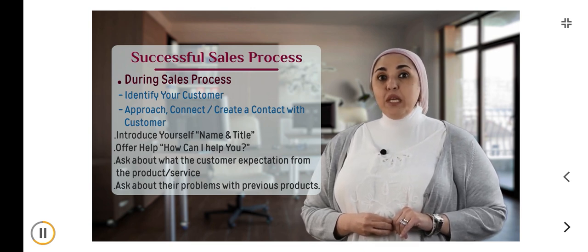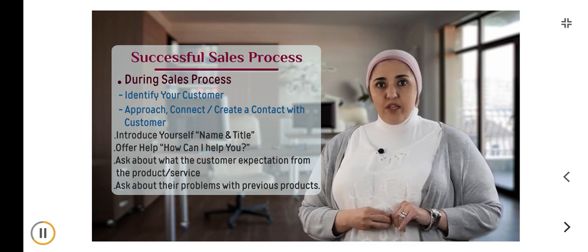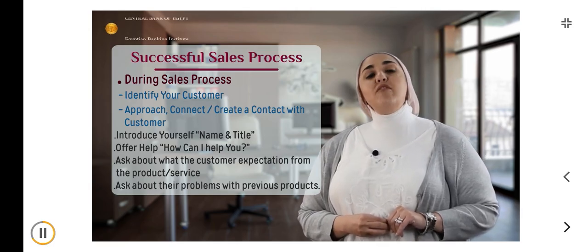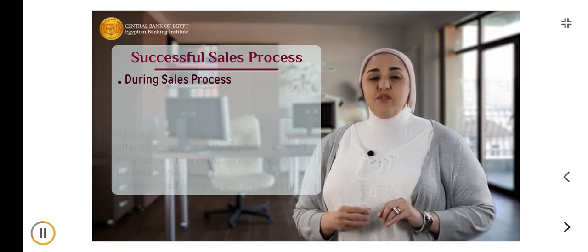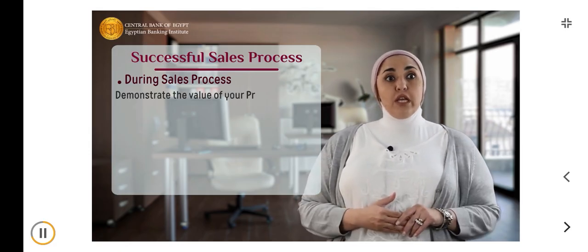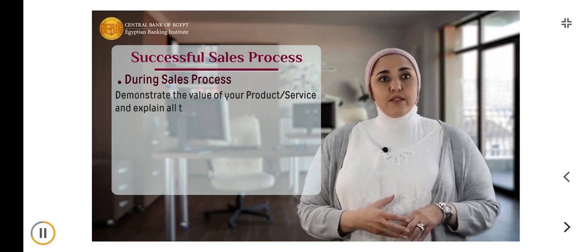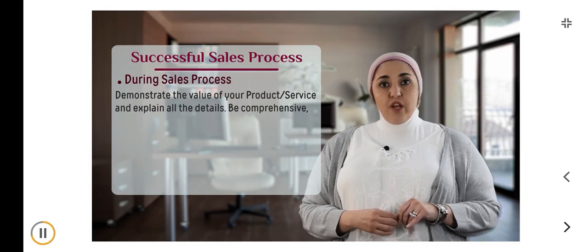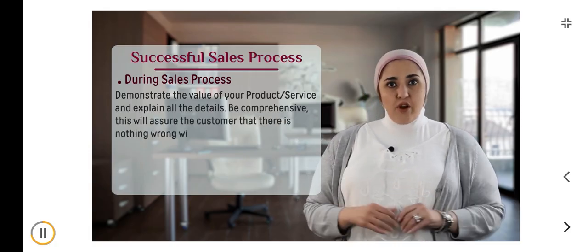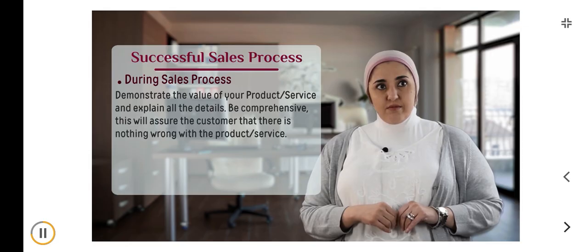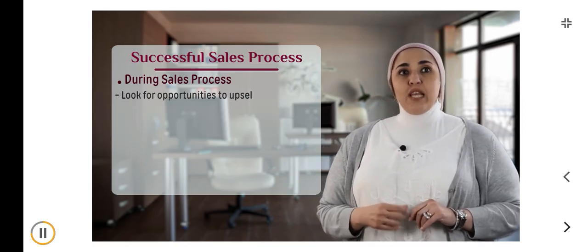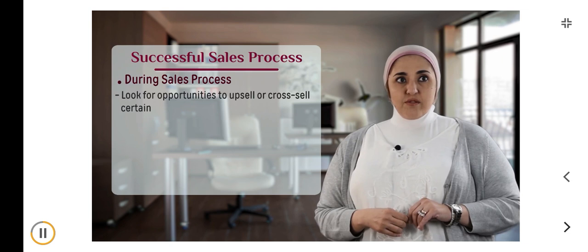Once the customer speaks, listen carefully. The more you listen, the more you know, the more you have a chance to create a successful selling process. Demonstrate the value of your product. Explain all the details. Be comprehensive. This will make the customer feel that your product has nothing wrong. It's a strong product. Look for opportunities for upselling or cross-selling certain solutions.